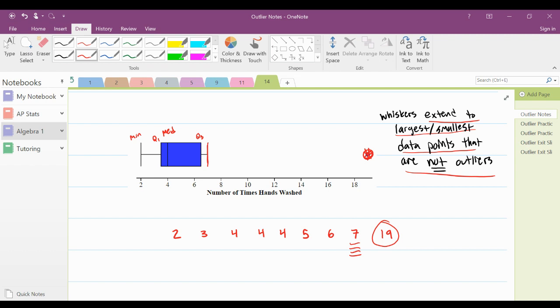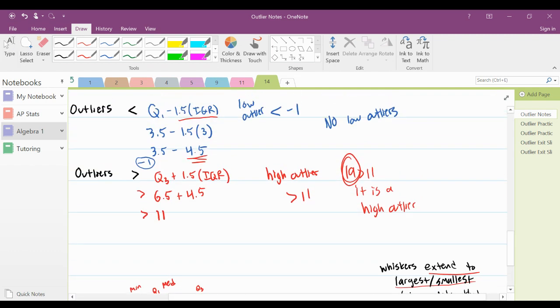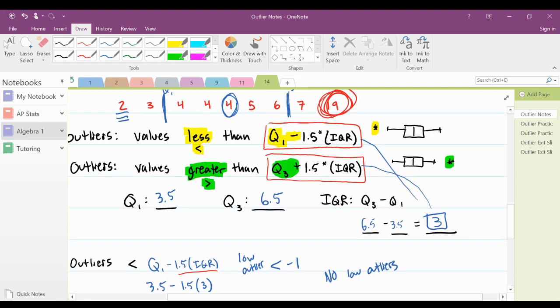The next thing you're going to do is a practice problem, and you can check with the key when you're done before doing the exit slip. Go ahead and rewatch this if you need to, again, pausing and taking down notes however you need. Again, the biggest part is this test for outliers and how to find them.